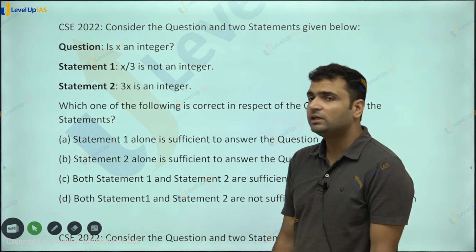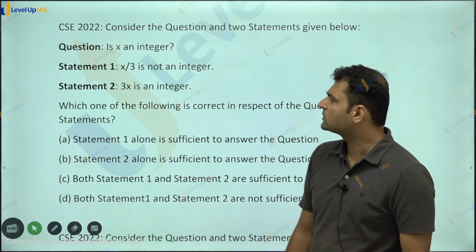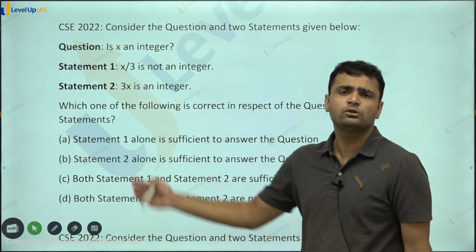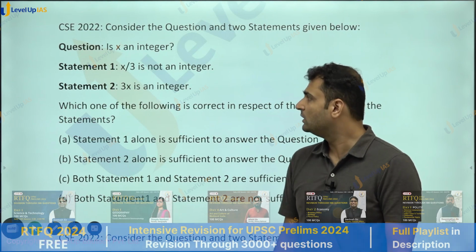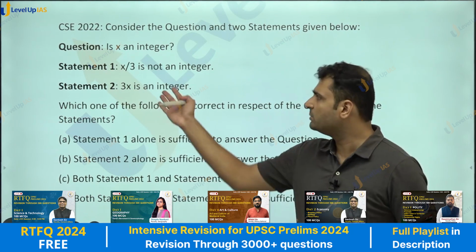Second, 3x is an integer. So if x is 1 by 3, then also 3x is an integer. If x is 1, then also 3x is an integer. So statement 2 alone does not work.